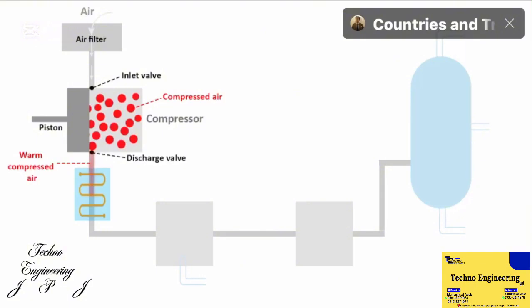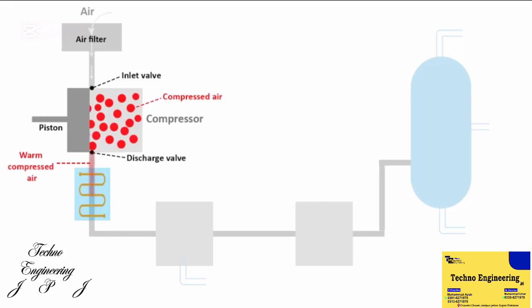Now this warm compressed air needs to be cooled. For that, it is passed through a freezing unit. And that is done with the help of liquid nitrogen. Liquid nitrogen is very cold. It can freeze anything instantly. Here you have to understand that liquid nitrogen is not mixed with the compressed air.